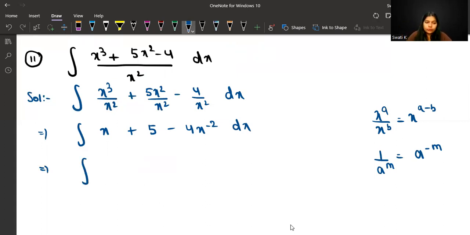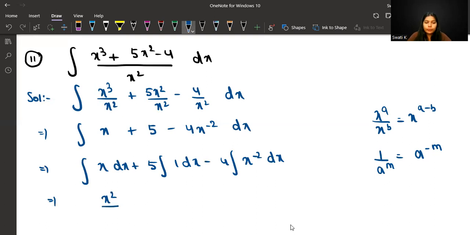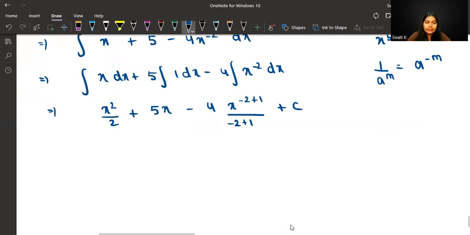So now let's do this: integration of x dx plus 5 integration of 1 dx minus 4 integration of x raised to minus 2 dx. Now using the formula, this will become x raised to 2 upon 2 plus 5 integration of 1 is x minus 4. X raised to minus 2 integration will be minus 2 plus 1 because it is x raised to n plus 1 upon n plus 1, which is again minus 2 plus 1, and then plus c.